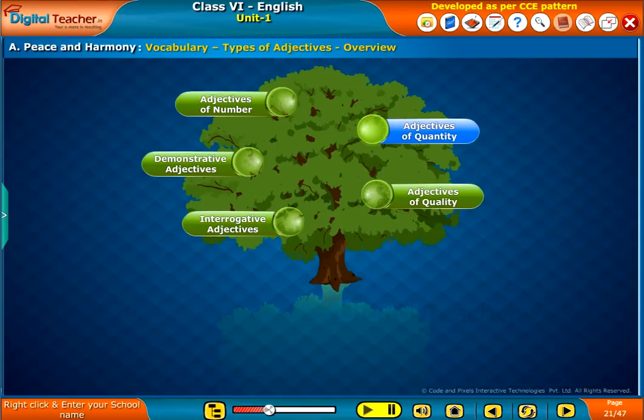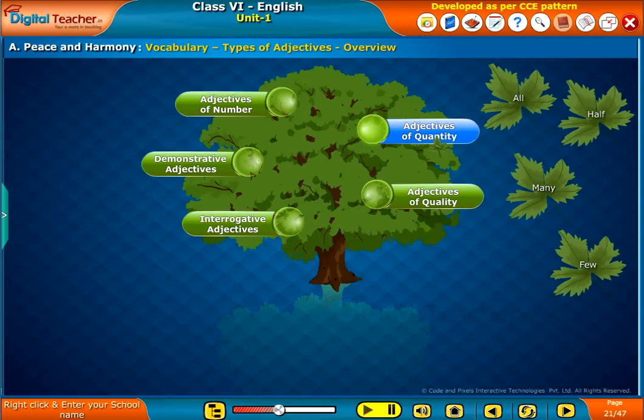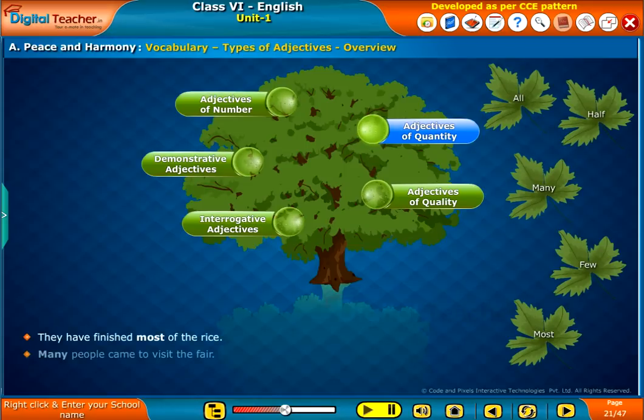Adjectives of quantity describe the quantity of the noun. A few examples are all, half, many, few, most. Listen to the following sentences framed using these adjectives. They have furnished most of the rice. Many people came to visit the fair.